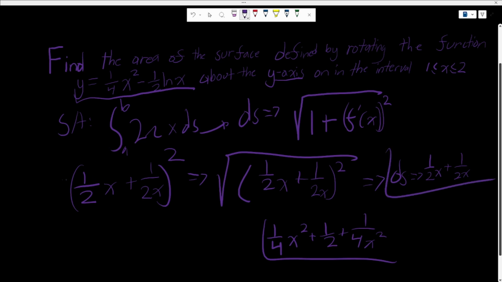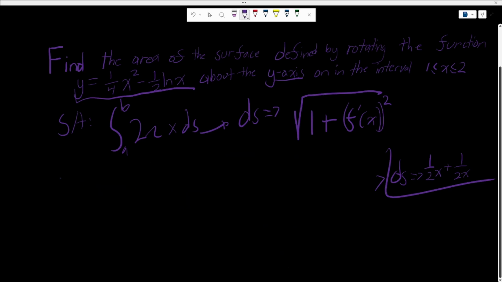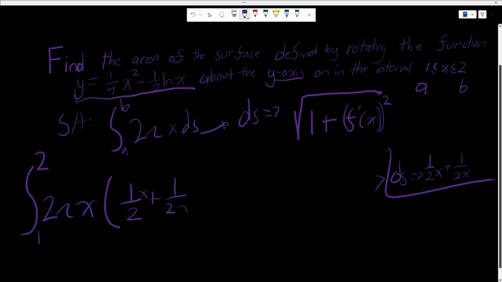So now that we have all of that work finished, we can finally start evaluating our integral. We can do the actual calculus part. Our a value is going to be 1, and our b is going to be 2. So we'll set up our integral from 1 to 2 of 2π times x, all times the ds value that we just got. So ds is equal to 1/2 x plus 1/(2x), and then dx.